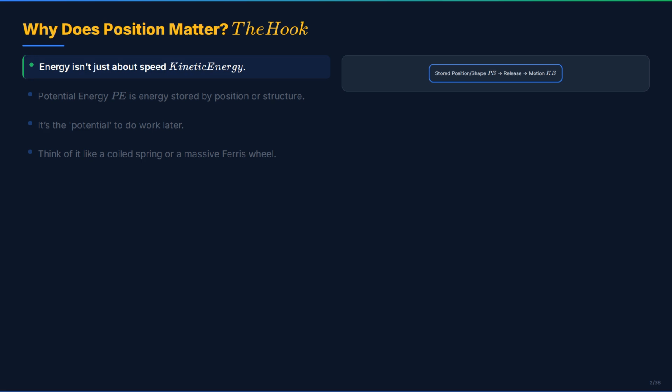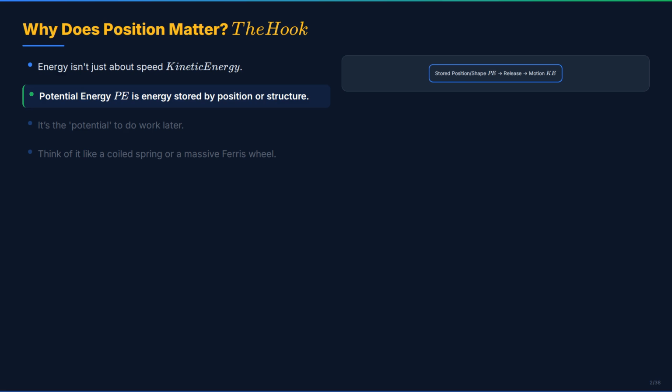You are already familiar with kinetic energy, KE, the energy of movement. But what if something is perfectly still? Potential energy is stored energy. It's the energy an object has because of where it is, like height, or how it is shaped, like a stretched spring. We can think of PE as a kind of energy bank account. The higher the object, or the more compressed it is, the bigger the deposit.